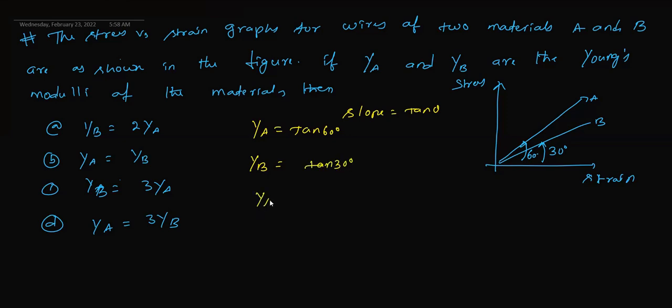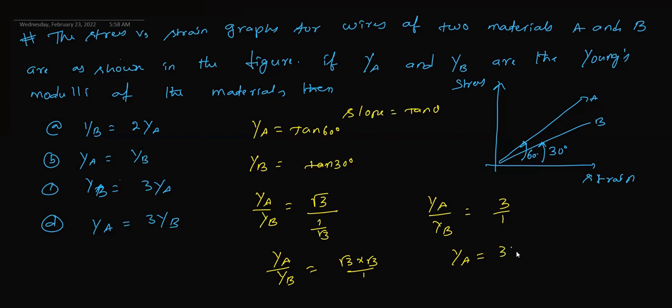So Ya by Yb can be written as: Ya is tan 60, which is root 3. Yb is 1 by root 3. Therefore, Ya by Yb is root 3 into root 3 divided by 1. So Ya by Yb is 3 by 1. Therefore, Ya equal to 3Yb. This is also one standard question which they can ask you for JEE, CET and all. So Ya equal to 3Yb means option D is the correct answer for the given question.